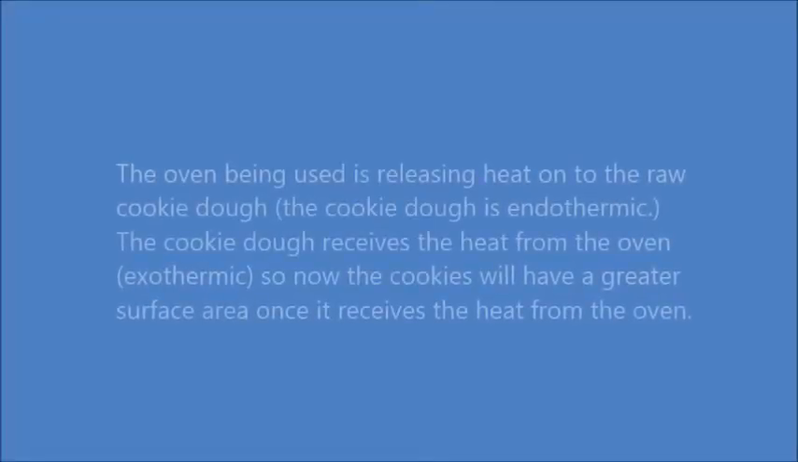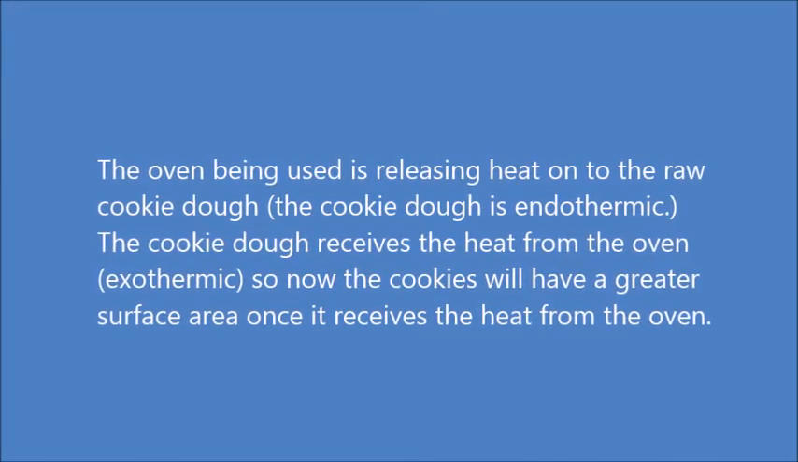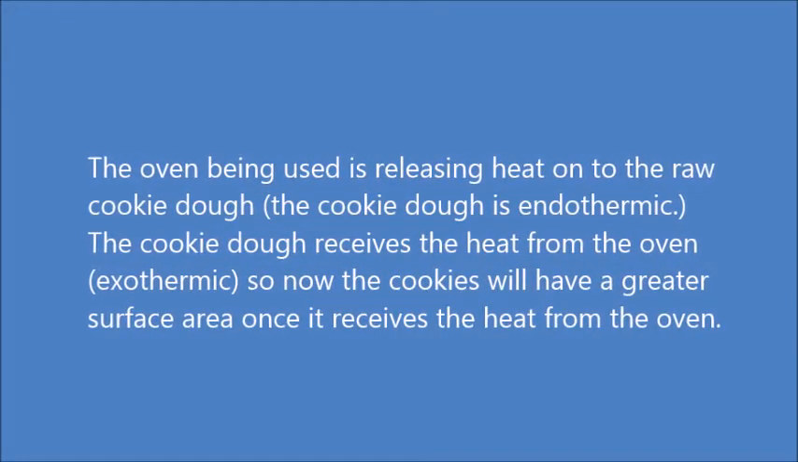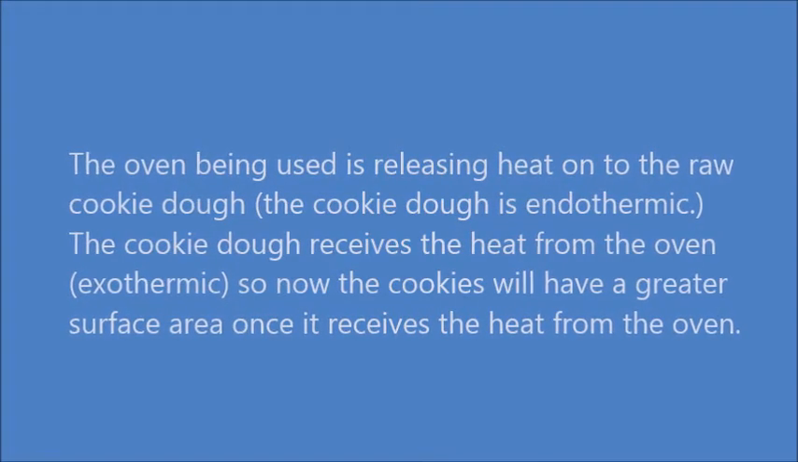The oven that is being used is releasing heat onto the raw cookie dough, which is endothermic. The cookie dough receives the heat from the oven, exothermic, so now the cookies have a greater surface area once it receives the heat from the oven.